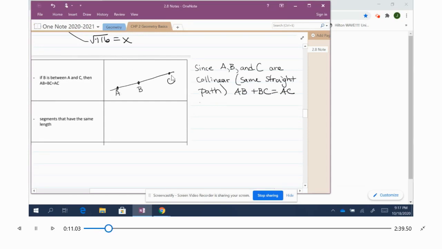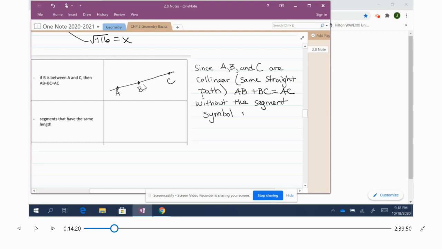When 3 points are collinear, A, B, and C, then AB plus BC equals AC. Seems like a pretty simple concept. The key there is that the points have to be collinear for that to work.